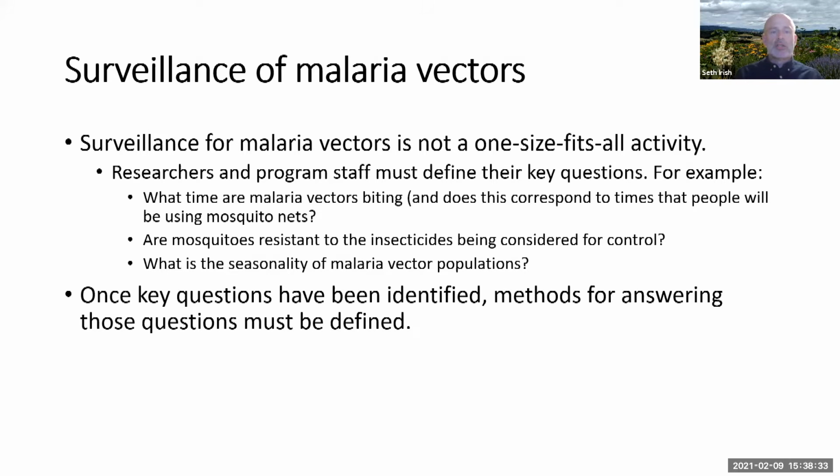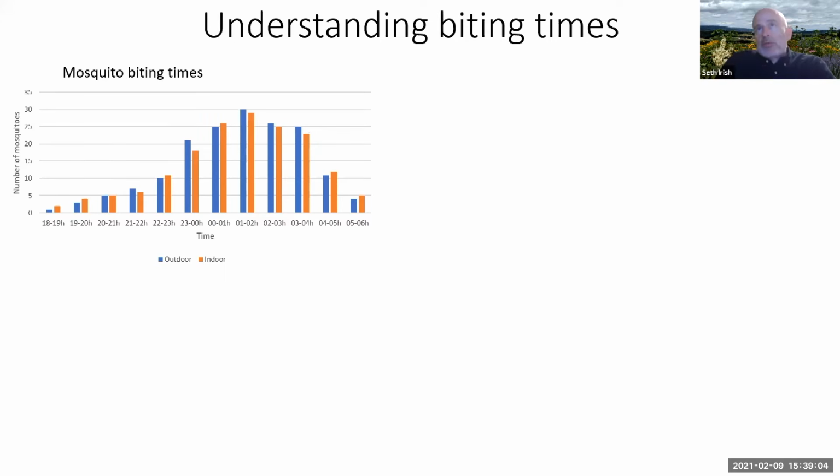Another question could be, are mosquitoes resistant to the insecticides being considered for control? Or what is the seasonality of malaria vector populations? Are your vector populations present throughout the year, or are they around at a specific time? And once you've answered those questions, then you need to start thinking about what methods you can use to properly answer the questions that you've defined. So we'll start with just a few examples.